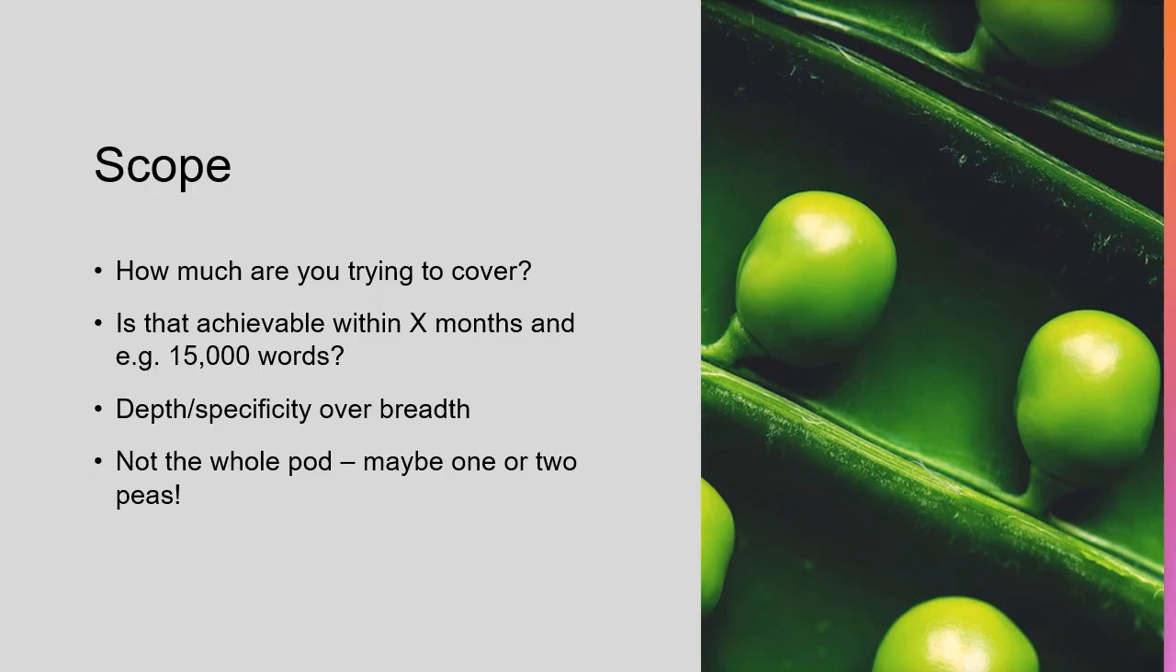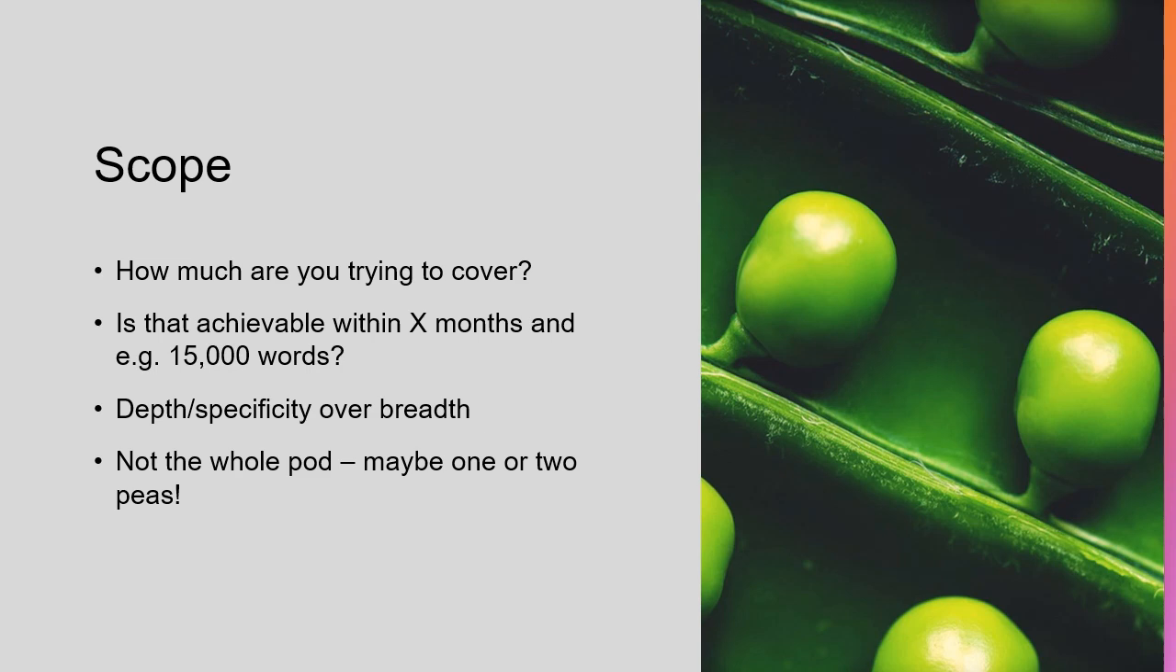Once you've identified a topic, you need to ensure that your topic is specific and focused enough to be researchable within the given time frame and word limit of the final write-up. This is often referred to as the scope of the project. How much are you trying to cover, and is that achievable in the time available and within the word limit? If your topic is too broad and you attempt to cover too much, you may run out of time or risk your dissertation becoming superficial.